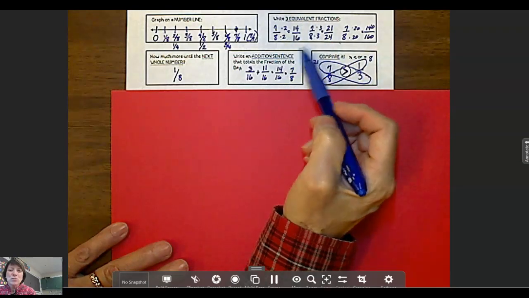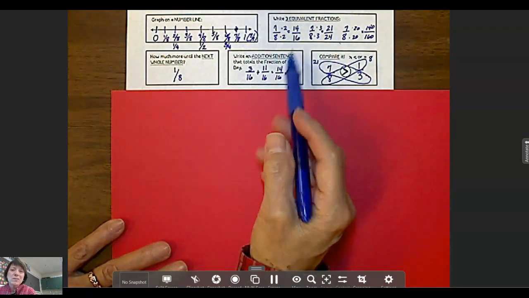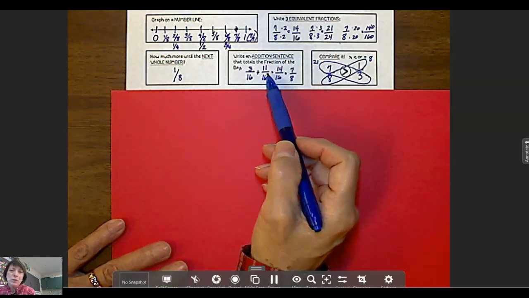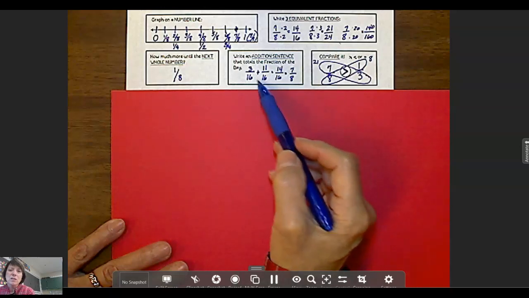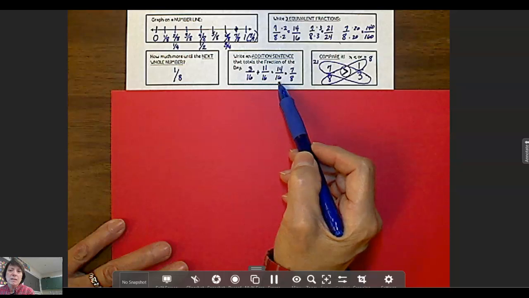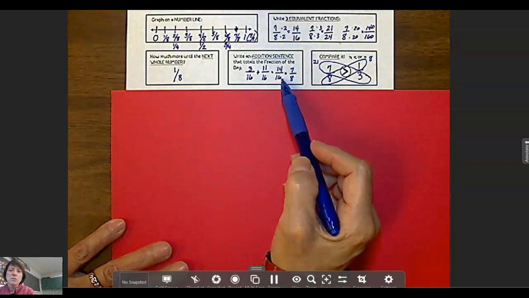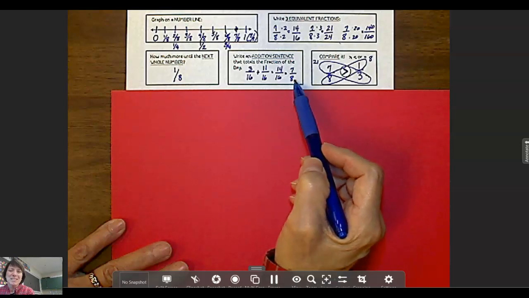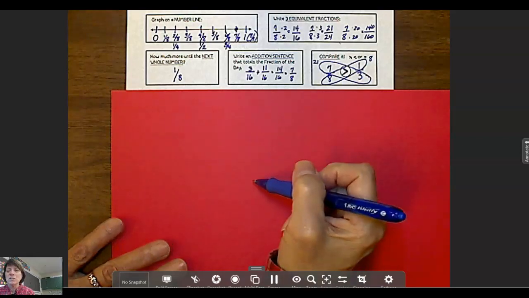And so I chose 14/16, and I said, what 2 things can I add together to get 14? And I thought, well, I'll do 3 plus 11. So I did 3/16 plus 11/16, and I know that the 3 plus 11 gives me 14, and then we keep that same denominator. And of course, because of my work up here, I know that that 14 over 16 reduces to 7 over 8. So there is my addition sentence that equals the fraction of the day.